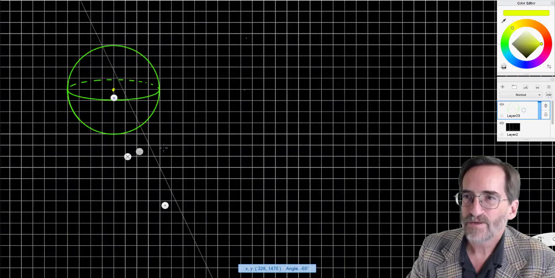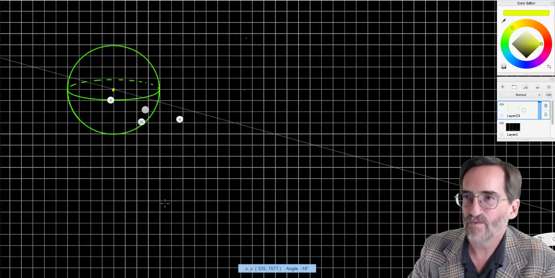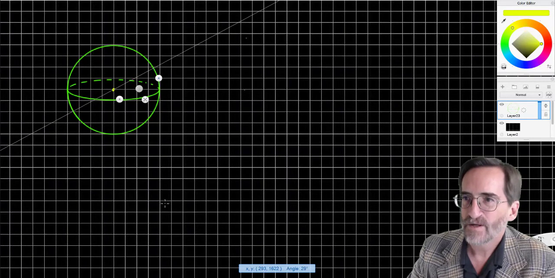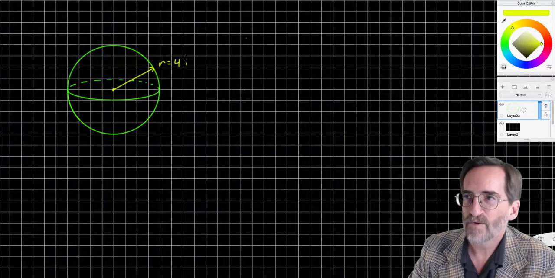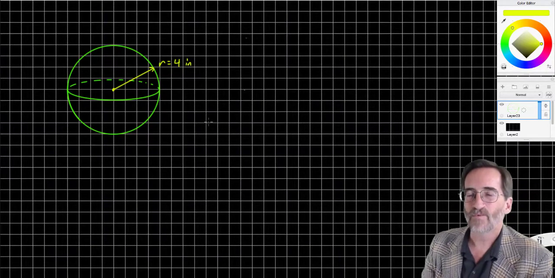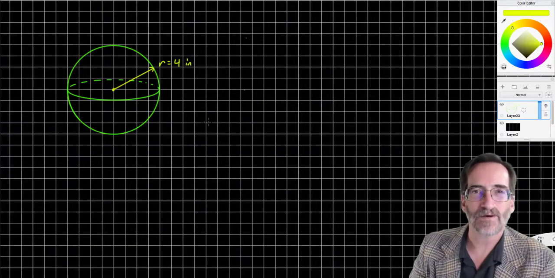So here's a sphere of radius, what did I draw it as? The radius 4. Let's say it's 4 inches. Okay, and we want to find the volume and the surface area.